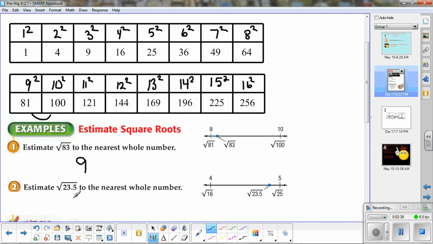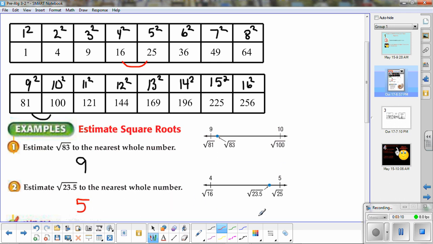Estimate the square root of 23 and 5/10 to the nearest whole number. Well, 23 and 5/10, that's going to be right here between 16 and 25, between those two perfect squares. And it's closer to 25, and the square root of 25 is 5. Not 25, but 5, because 5 times 5 is 25, which is really close to 23.5. So to the nearest whole number, the square root of 23 and 5/10 is 5.